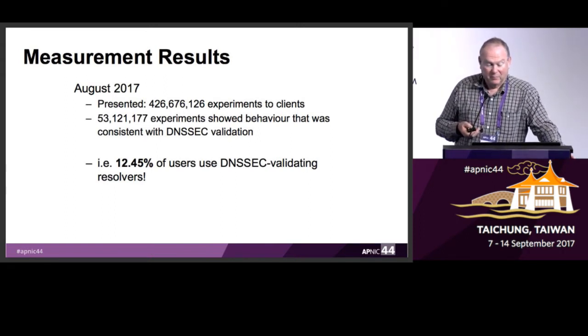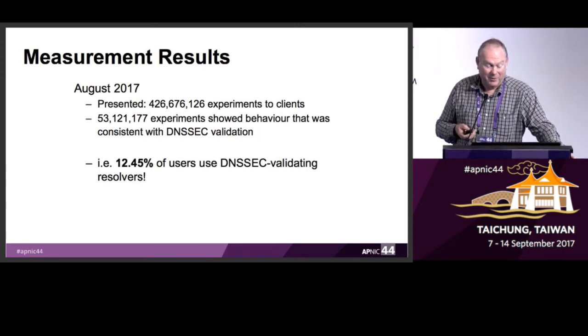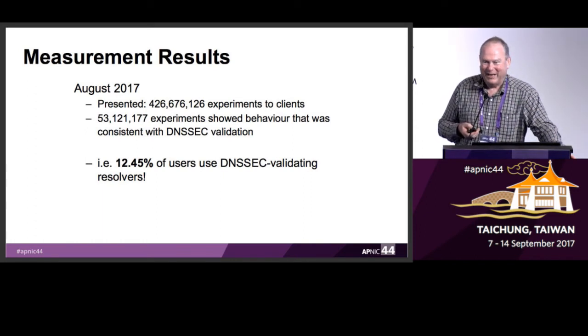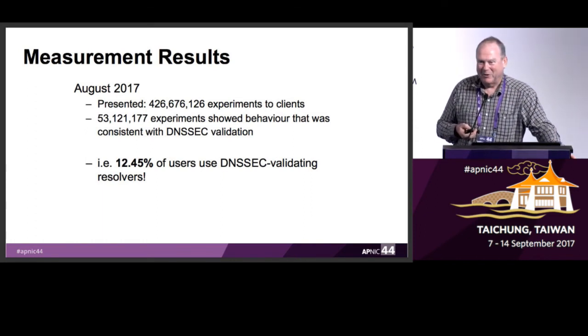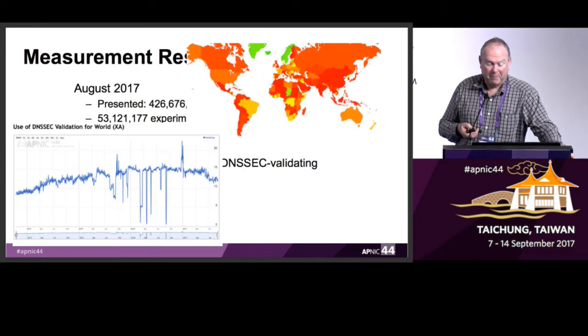12.45%. And we did, good God, 426 million separate experiments. So, you know, that's a fair amount, even out of 7 billion. And of those, 53 million exhibited exactly the behaviour we wanted. So that's a lot of DNSSEC validation out there. There's a huge amount. We can put it on a map, and you get some really surprising answers.